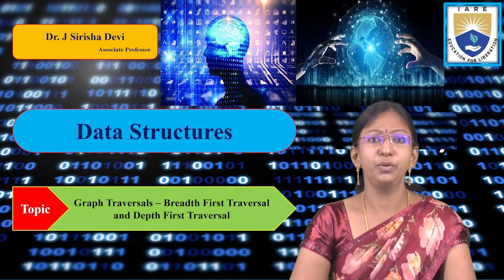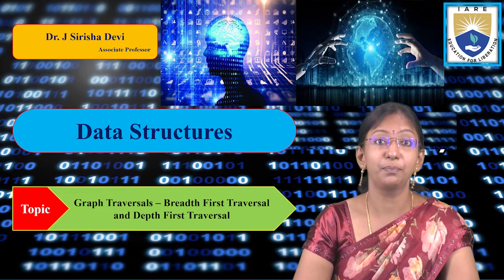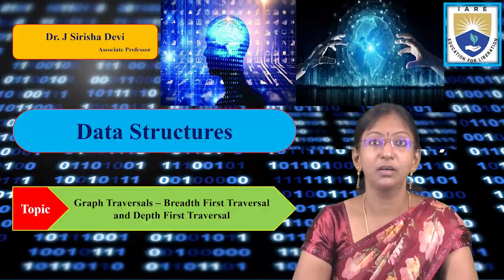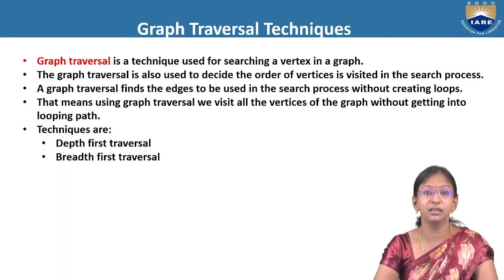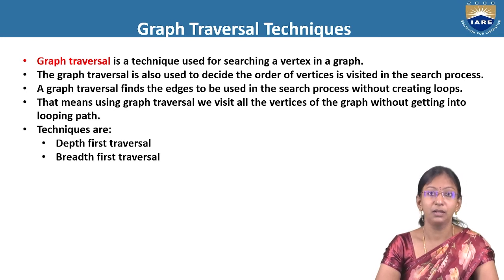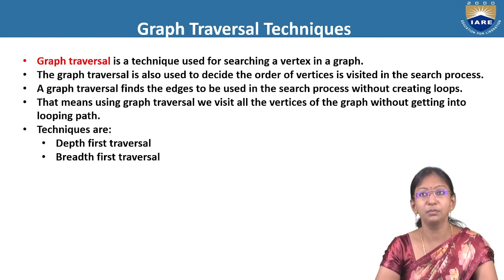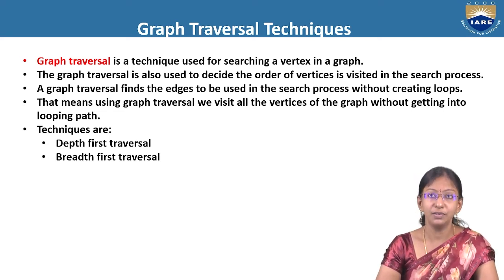What do you mean by graph traversal is the primary question here. Graph traversal is a technique where we search for a path to traverse between all the nodes, touching each and every node only once. Traversal is also used to decide the order of vertices visited in the process, right?